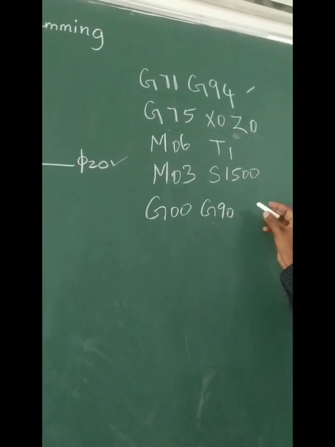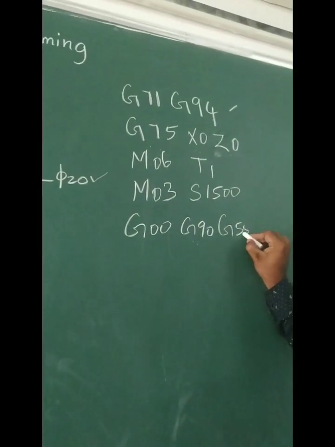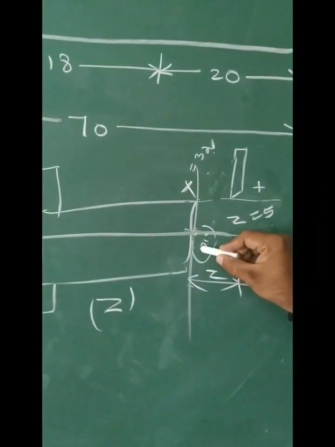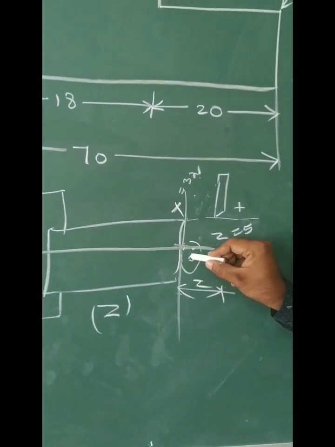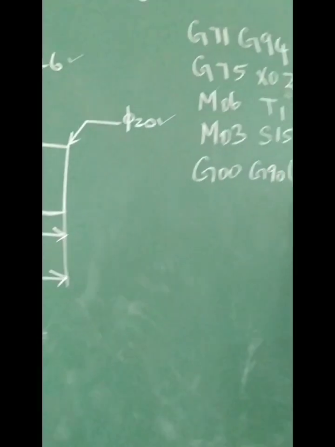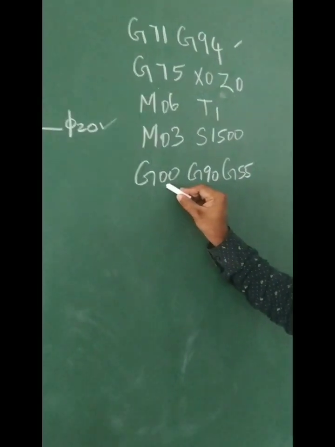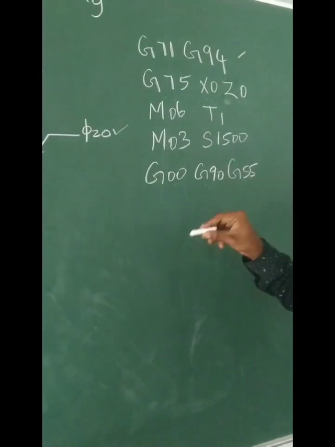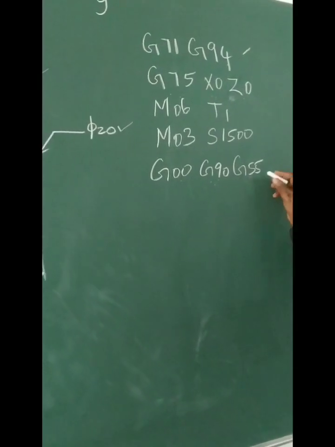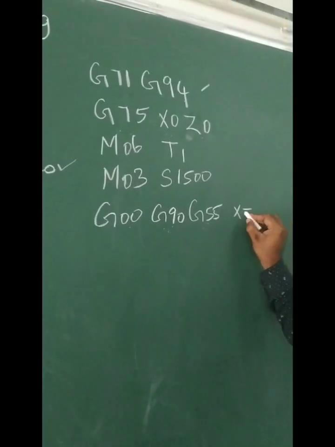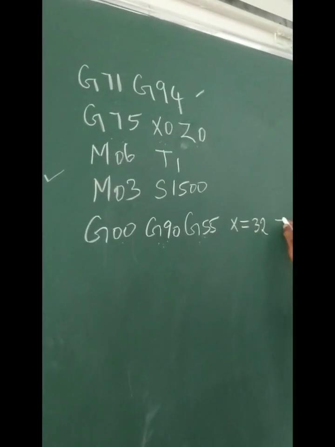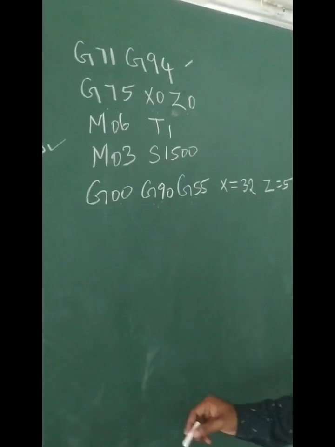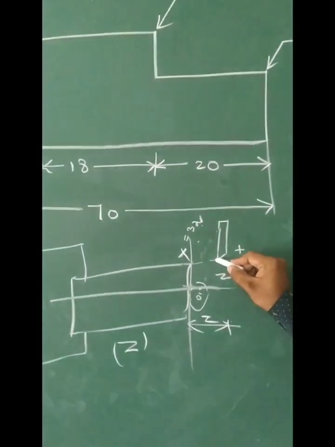So G90, then G55. This is called the offset value. We are setting 0, 0 for the machine, indicating this is a reference. Here I have stored this value in G55. So G00 is rapid movement, G90 is the absolute mode of programming, and G55 is the offset we have stored. Now I am going to write X equal to 32, Z equal to 5. This is the starting point, and the tool will be placed here.